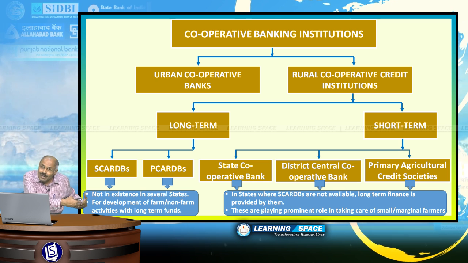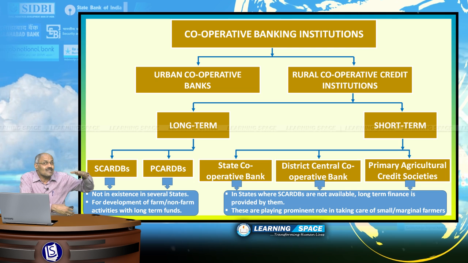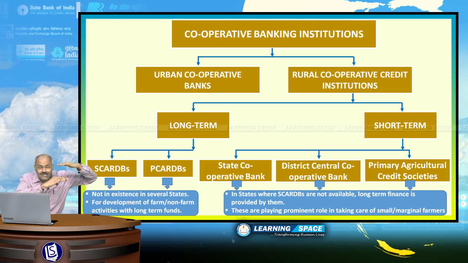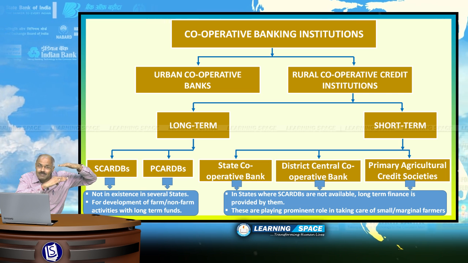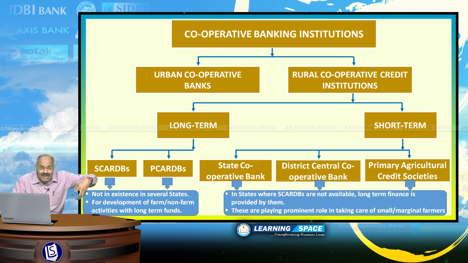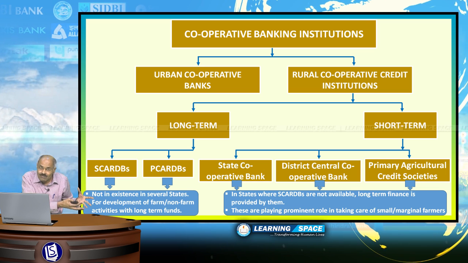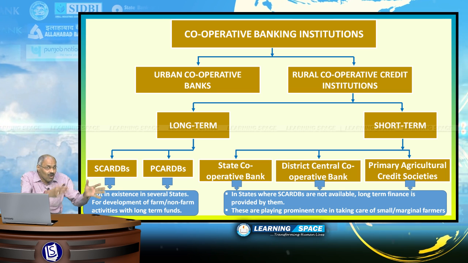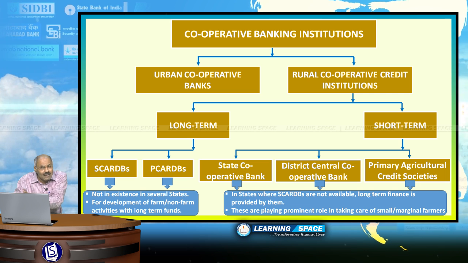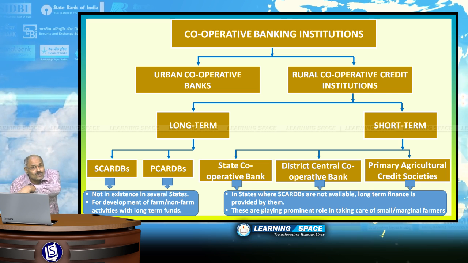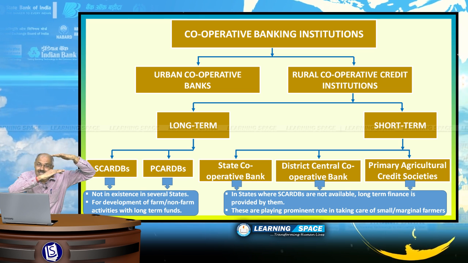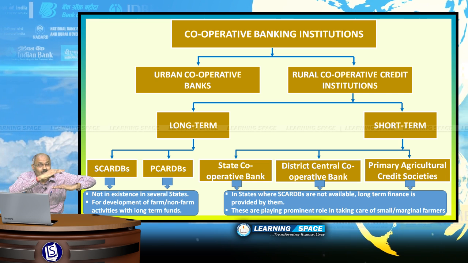Long term institutions are basically known as land development banks. There are two levels: one is state cooperative agriculture and rural development banks, the second is PCARDBs. That is a two-tier structure, SCARDBs and PCARDBs, for long-term loans for development of agriculture in rural areas. They are sometimes known as land development banks, but in several states they are not in existence. So we are not going to study these long-term institutions in this lecture, but short-term institutions exist in several states, and we are going to deliberate in detail about these short-term rural cooperative credit institutions. Normally this is a three-tier structure: at state level, the state cooperative bank; then the district central cooperative bank at district level; then at village level, PACS or primary agricultural credit societies.